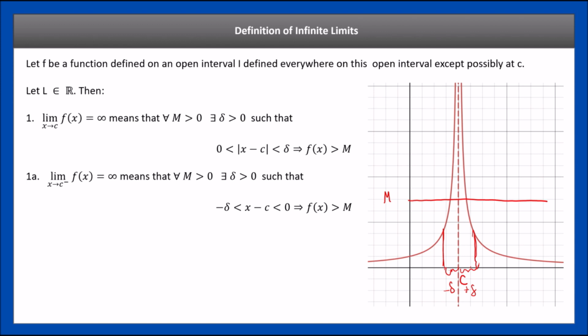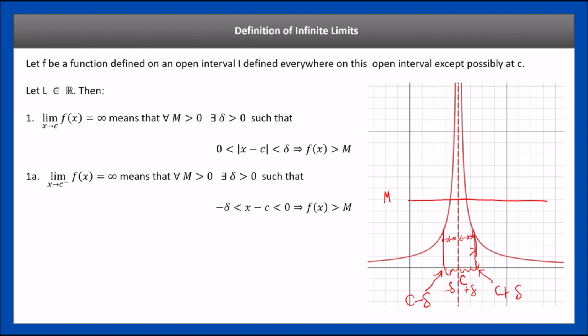So it says for all m, there exists that delta, that little tiny spacing there, such that x is between the negative delta value, which is c minus delta, and this x value is c plus delta. So x is somewhere in between this interval. But actually x can't be at c, so maybe I should say x is somewhere here and here, or here and here.